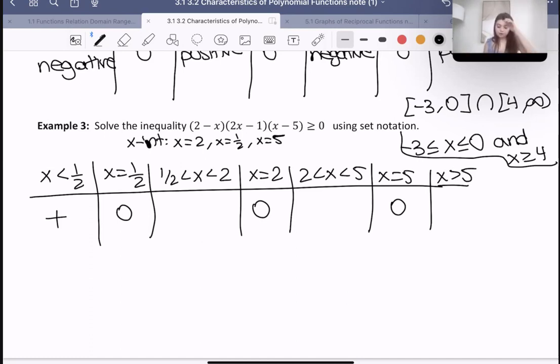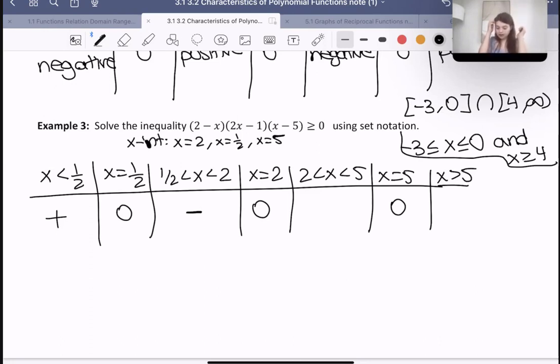So plus is our answer here. What about between 1/2 and 2? I'm going to choose 1. If I put 1 into my original equation, I'll get 2 minus 1, which is 1. So we'll get a positive. Sorry, 2 minus 1, which is positive. 2 times 1 minus 1, which is positive as well. And then 1 minus 5, which is -4, which is negative. So positive times negative gives us a negative. So this will be a negative interval.